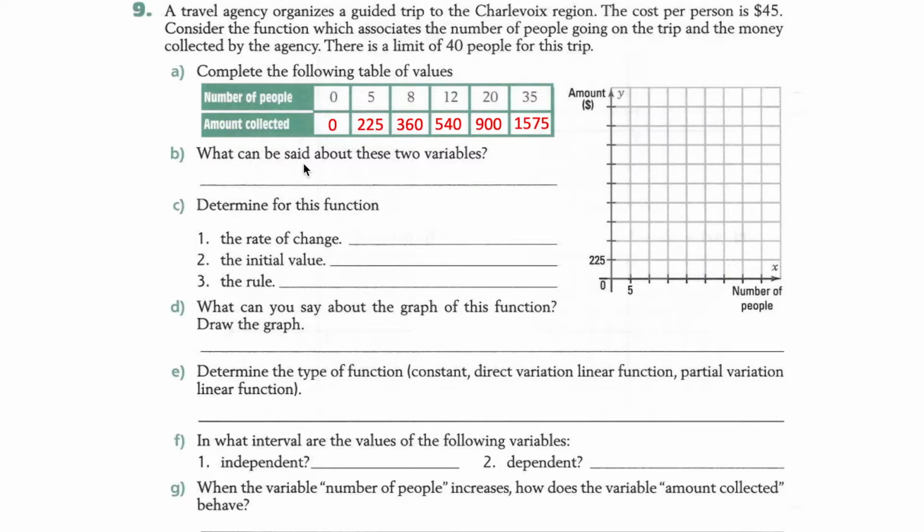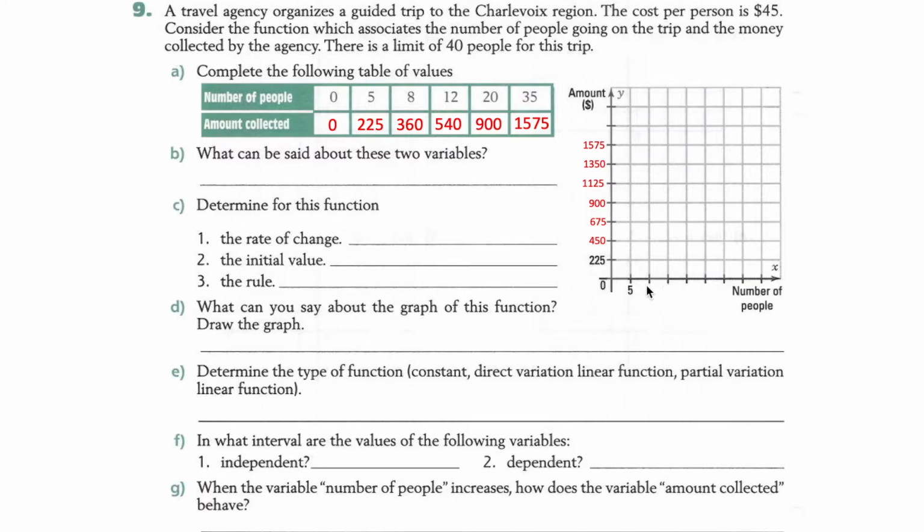What can be said about these two variables? Well, they're both increasing. As the number of people increases, the amount collected increases. If this is 225, double that gives you 450 here. And then add another 225 is 675. Add another 225, you have 900. 1,125, 1,350, 1,575, which is my highest value that I have here, so I'm going to stop there.